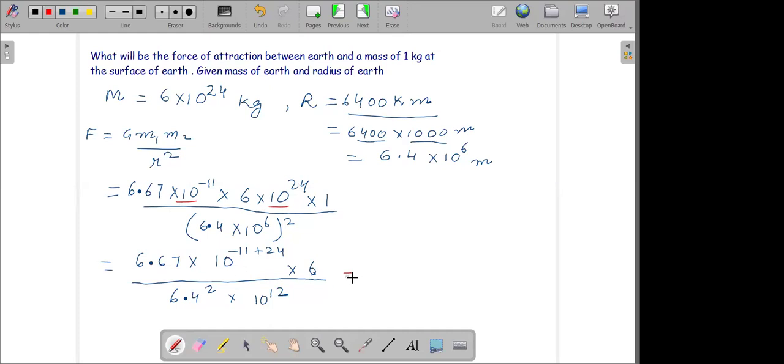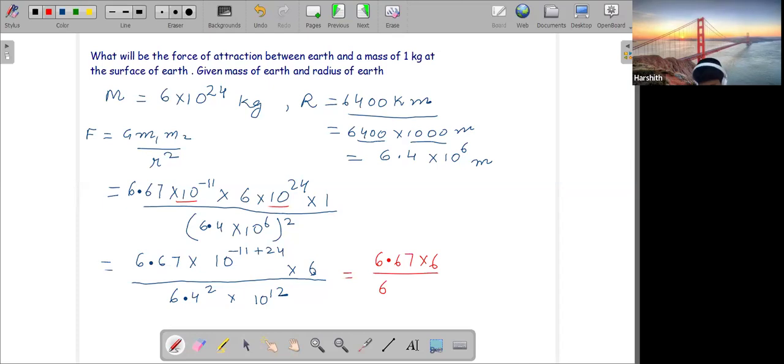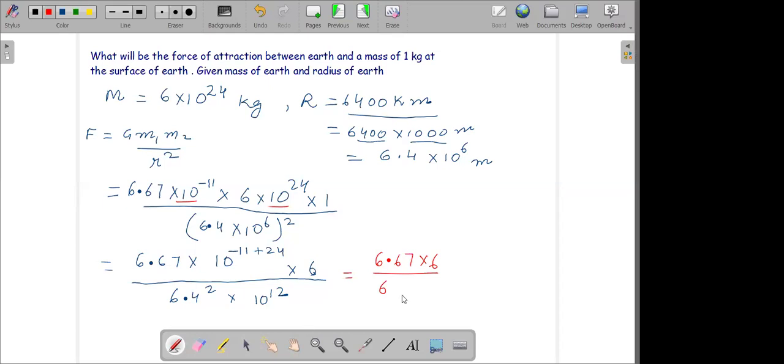Got it? Now, what is left here? You'll be left with 6.67 multiply 6 divided by 6.4 squared. So square this 6.4 and see what do you get? What is the square of 6.4? Sir, it's 4496. 40.96. 4096, obtain it to 2 decimals, you get 40.96 multiply 10 to the power 12.